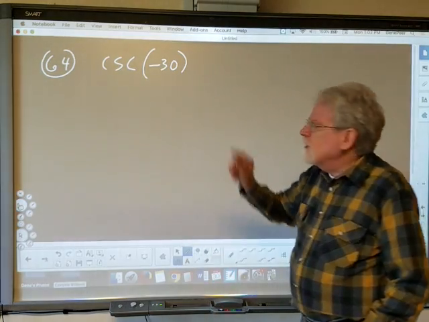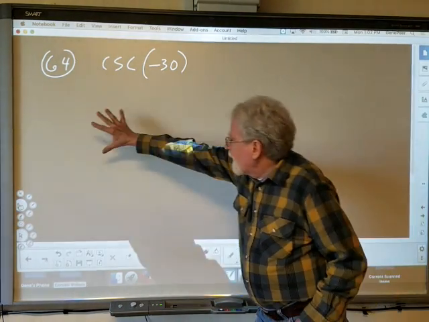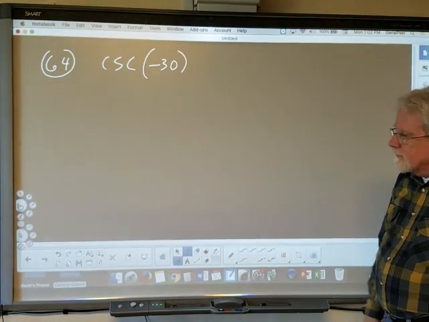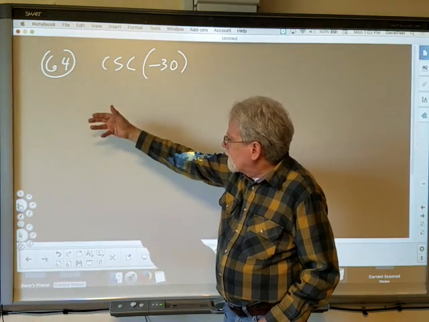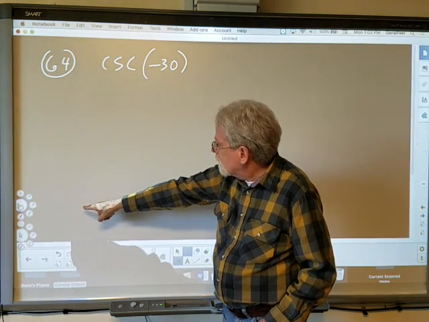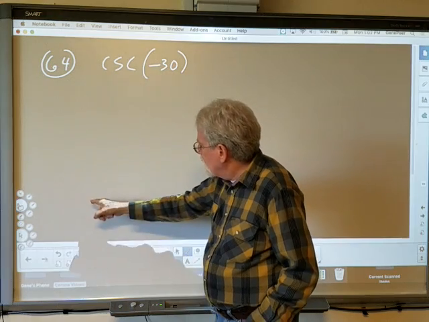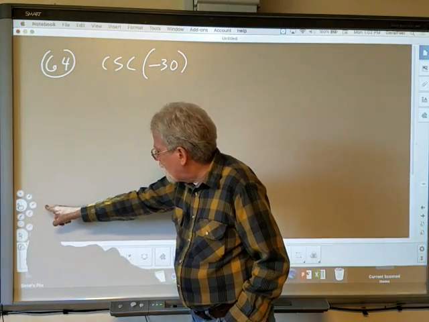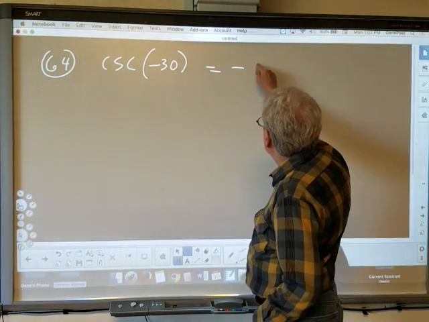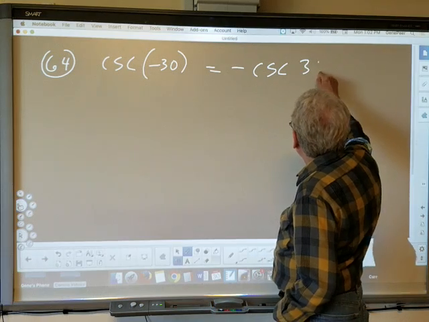All right, for cosecant, remember we have sine, cosine, tangent, and the reciprocals. Where is the reciprocal of sine? Right down here, cosecant. So for cosecant of -30, we take this negative sign out to the side, so this becomes negative cosecant of 30.